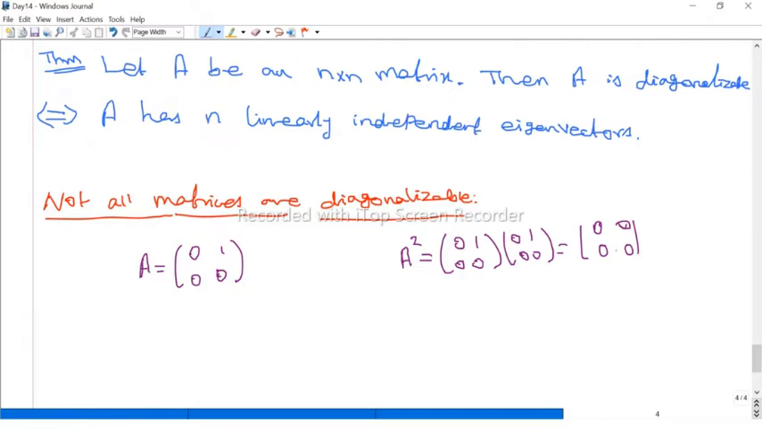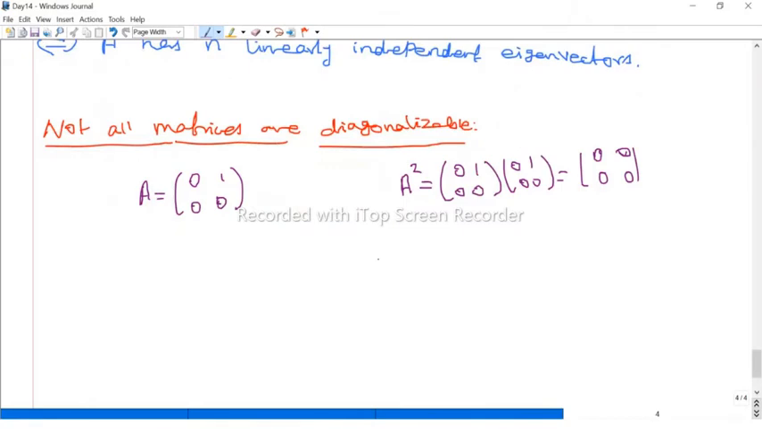Now, we are going to show this A is not diagonalizable. Suppose this matrix is diagonalizable. What are the eigenvalues of this A? This is an upper triangular matrix, therefore the diagonal elements are the eigenvalues. Therefore, the eigenvalues of A are 0, 0.